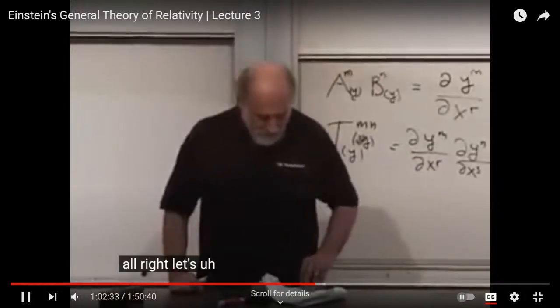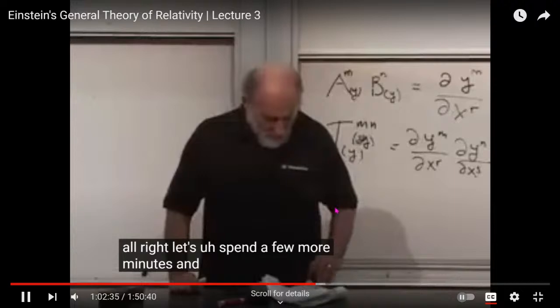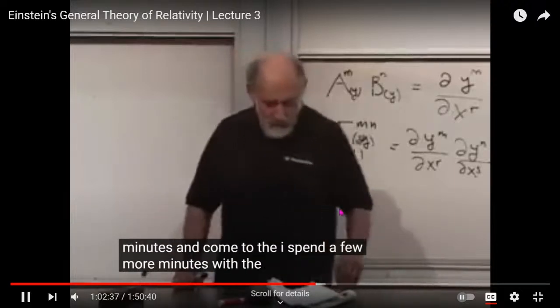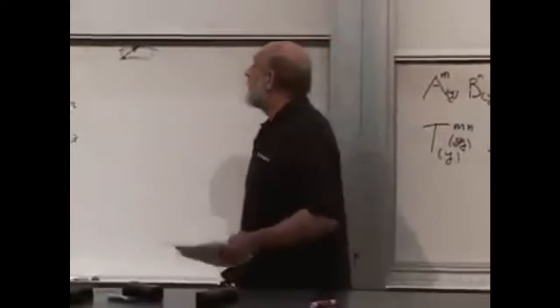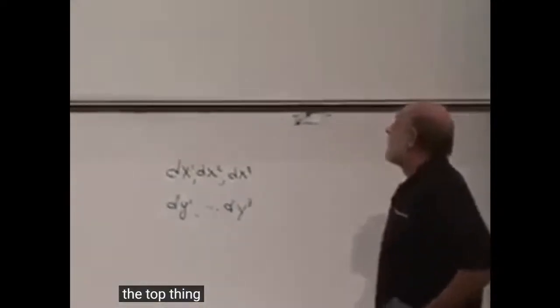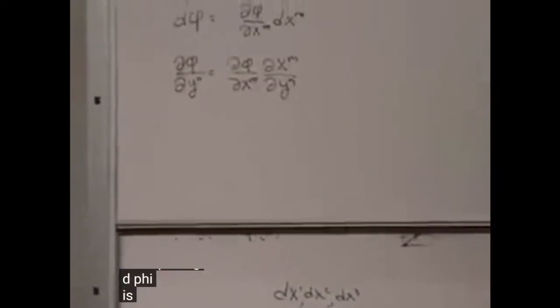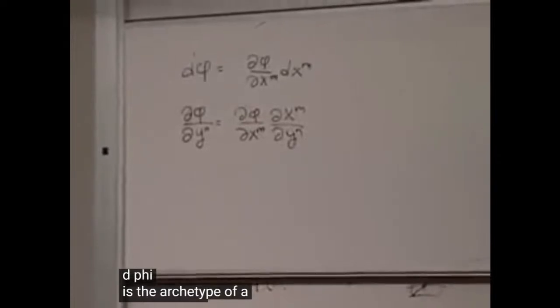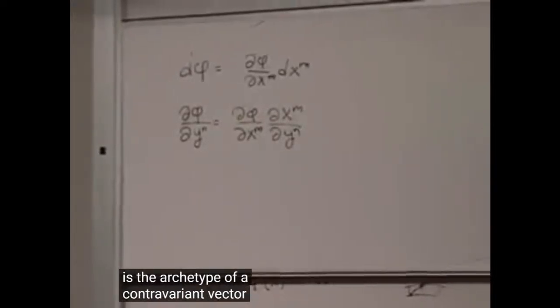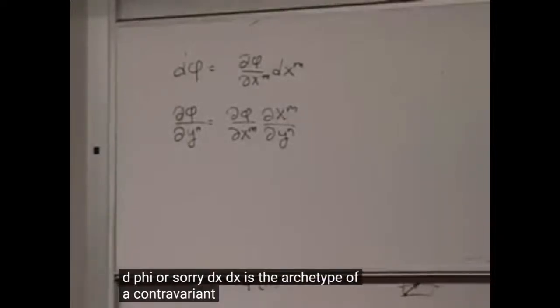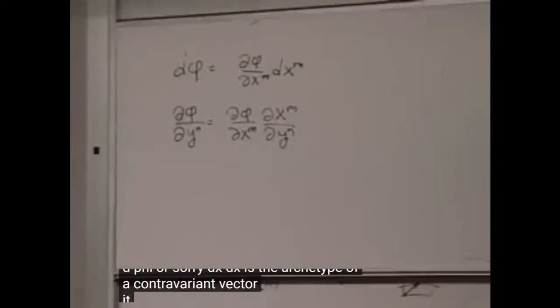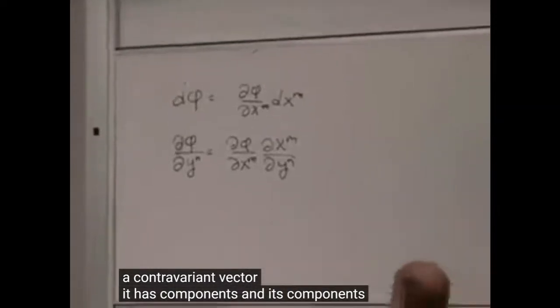All right, let's spend a few more minutes with the idea of a covariant vector. d phi is the archetype of a contravariant vector. Or sorry, dx. dx is the archetype of a contravariant vector. It has components, and its components are simply this.